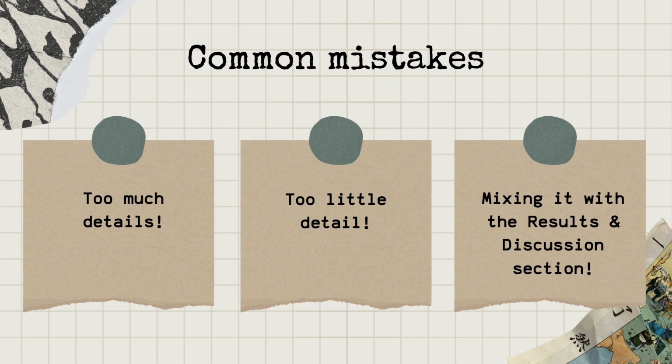Now, let's talk about some common mistakes you should avoid. Too much detail. Don't explain basic lab techniques that any researcher in your field would know. Too little detail. Saying, "We conducted a survey," without describing the sample size, selection process, or questionnaire details is a big no-no. Mixing results and discussion. Keep this section purely about what you used and how you used it. Save the interpretation for later.